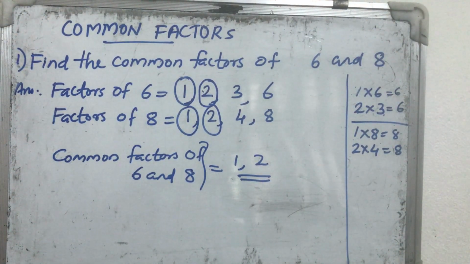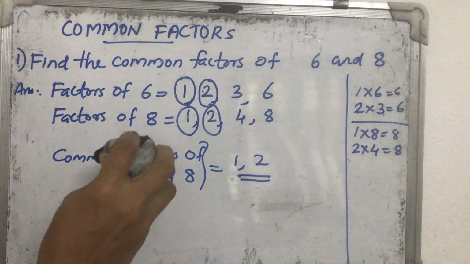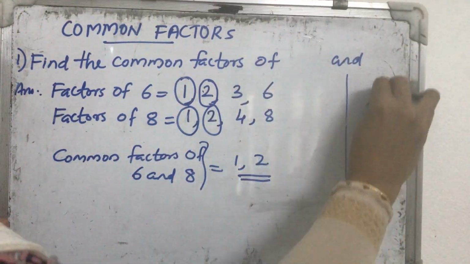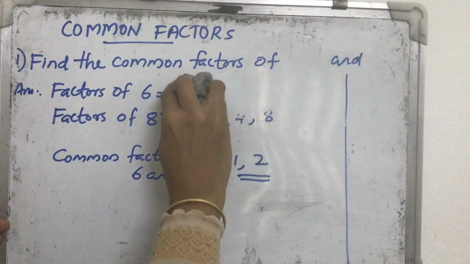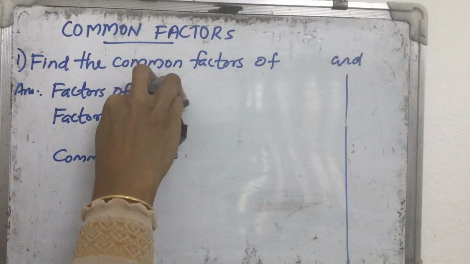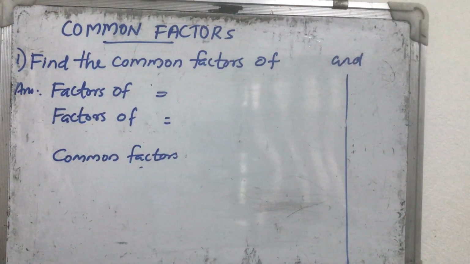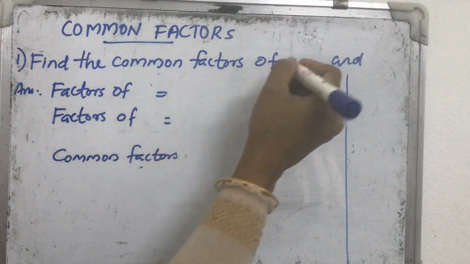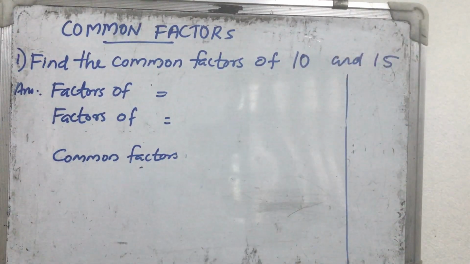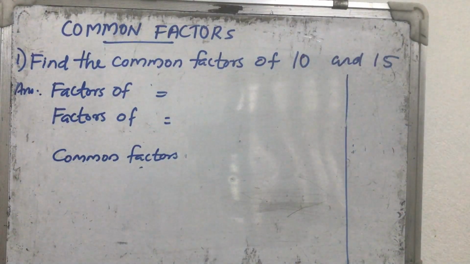In this way we can find out the common factors of any numbers. Okay, now another question, we want to find out the common factors of another two numbers. I am giving another example. Okay, so if the question is find the common factors of 10 and 15, how will we find out the common factors of 10 and 15?